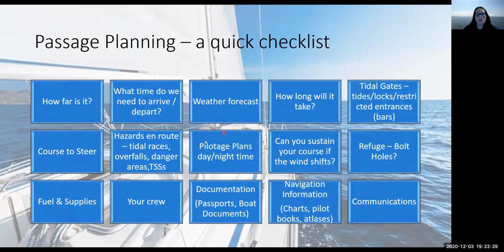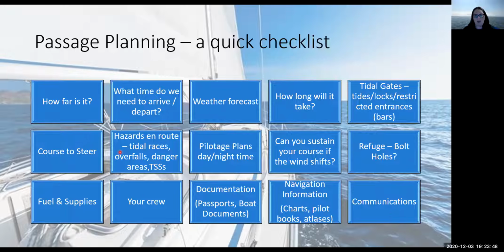And from that, I can start to say, okay, well, what sort of course to steer do I want to start considering? This is where I start to put some lines on charts. What are my hazards en route? So my course to steer might have to take me around a particular hazard. So have I got some tidal races, some overfalls? Are there any particular danger areas?